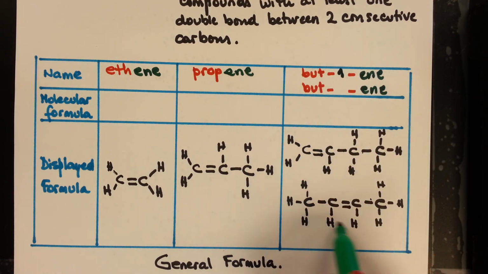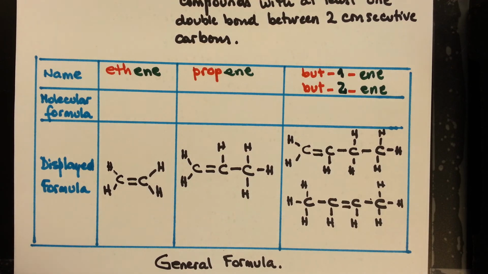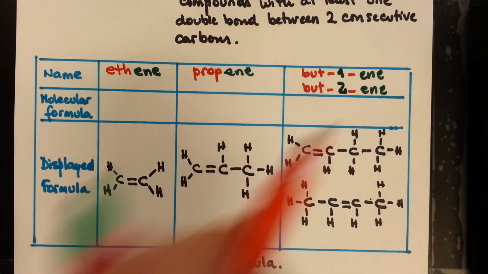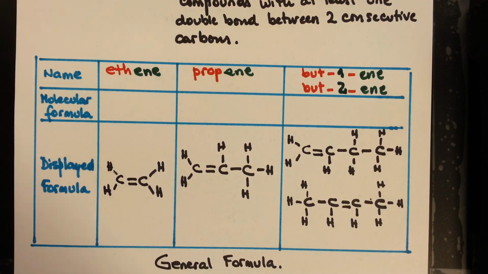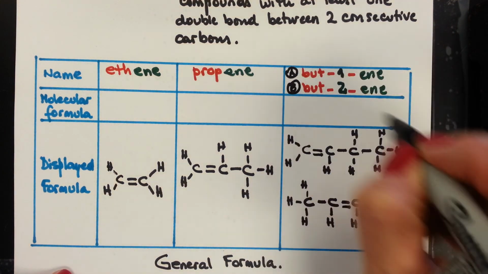And the second one, if I begin counting from here, it's going to be 1, 2. So that is the 2 for the double bond. If I begin here, it is 1, 2. So anyway, it's going to be but-2-ene in both cases. This is going to be for structure A, and this one for structure B.